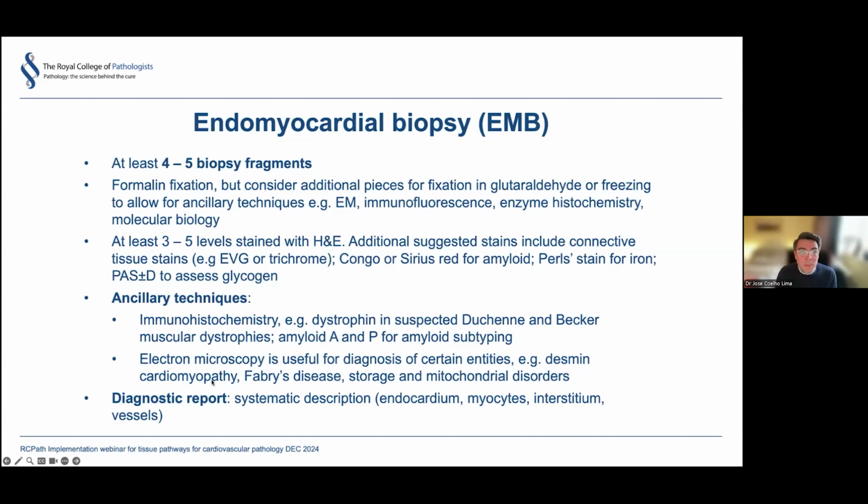The diagnostic report for diagnostic endomyocardial biopsies should provide a systematic description of the different compartments of the specimen, including endocardium, myocyte, interstitium, and blood vessels, noting the main alterations or if there are any alterations in any of those compartments. So, for example, if there is elastosis or fibroelastosis of the endocardium, is there any hypertrophy, necrosis, or vacuolation of the myocytes that could point towards a specific entity?